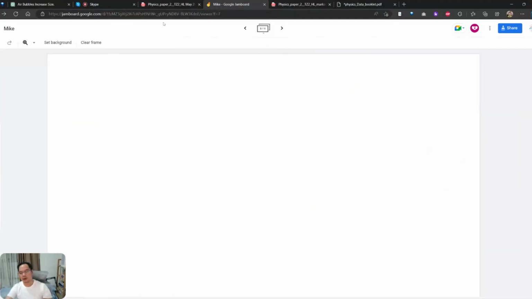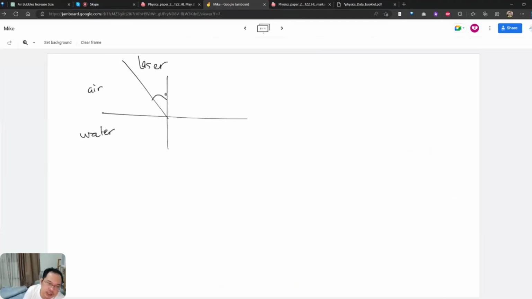It is the other way, different from light. Remember the light, using a laser and projecting it from the air to the water. This is the incident angle i. In the air, the laser travels faster. In the water, it travels more slowly, and therefore the refracted angle r here is smaller than the incident angle. This is for the light.